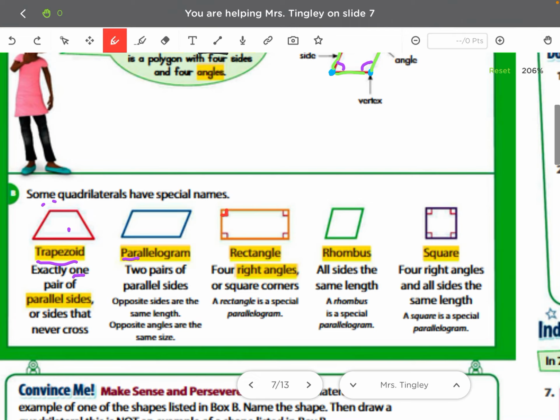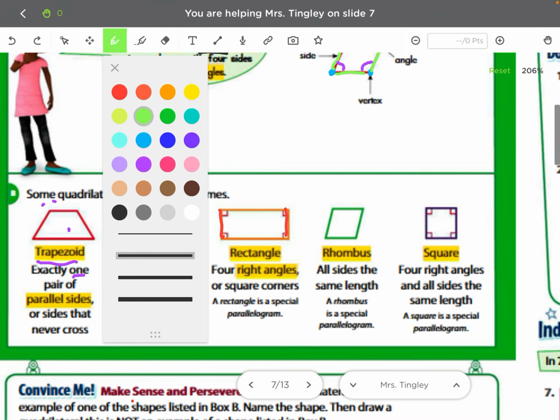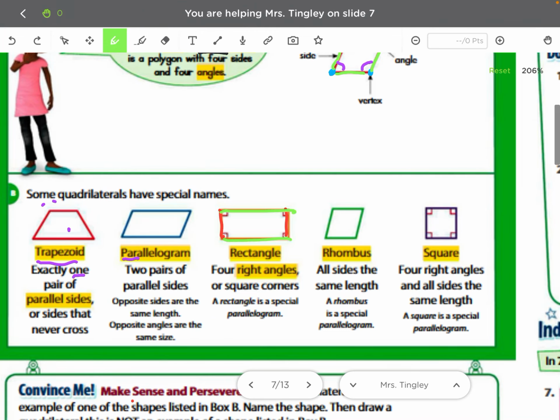A rectangle has 4 right angles. That means that it is 90 degrees. That means that one side is directly horizontal and the other one is directly vertical. It also has 2 pairs of parallel lines, so it is a type of parallelogram. The lines would go on forever but never touch. And 2 sides are the same length. So these 2 sides are the same length, and these 2 sides are the same length. They're not all the same.